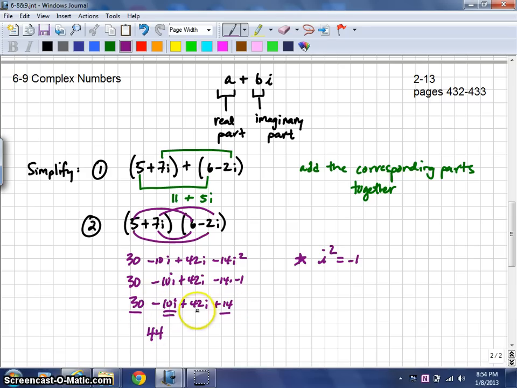And then the imaginary parts are also like terms, so we can add those together. So there we get negative 10i plus 42i is 32i. So our final answer is still a complex number.